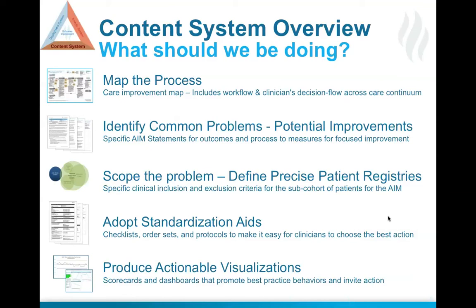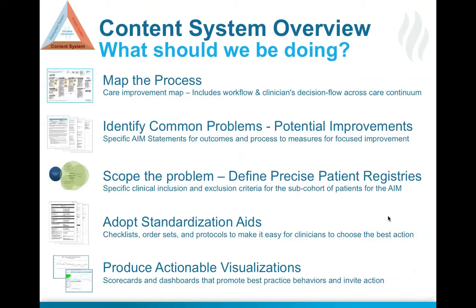Next, we'll want to scope the problem. Define precisely a patient registry. This is a specific inclusion and exclusion criteria for the subcohort of patients for that particular aim that we're working on. We'll then want to adopt standardization aids. They could be checklists, order sets, intervention criteria, or protocols, to make it easy for clinicians to choose the best action. And finally, we want visualizations that are actionable: scorecards and dashboards that promote best practice and invite action to happen.